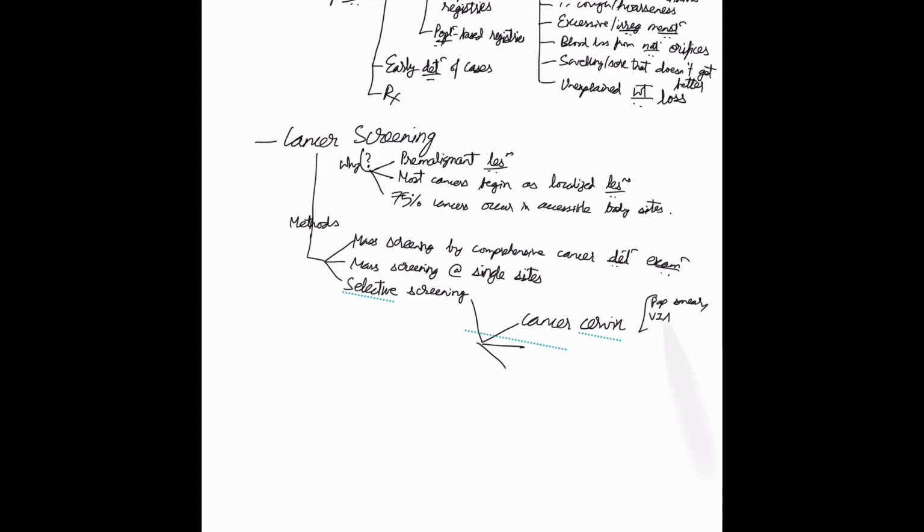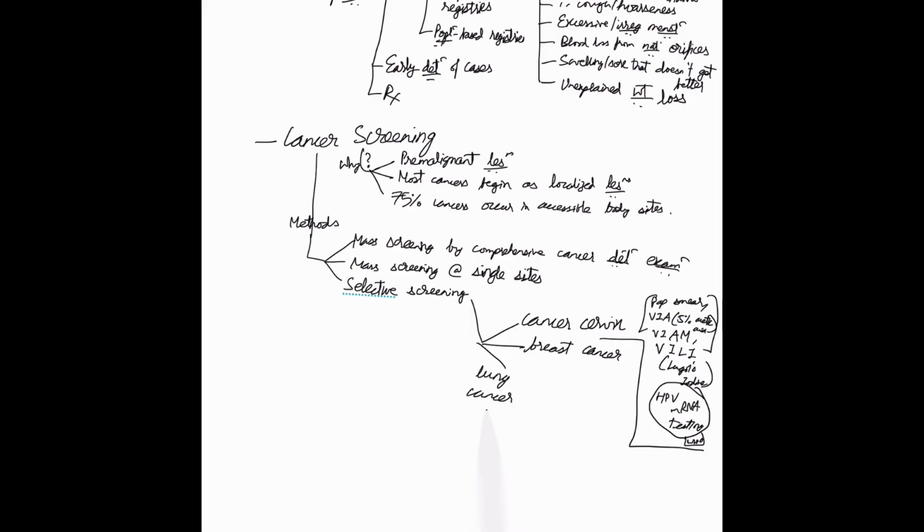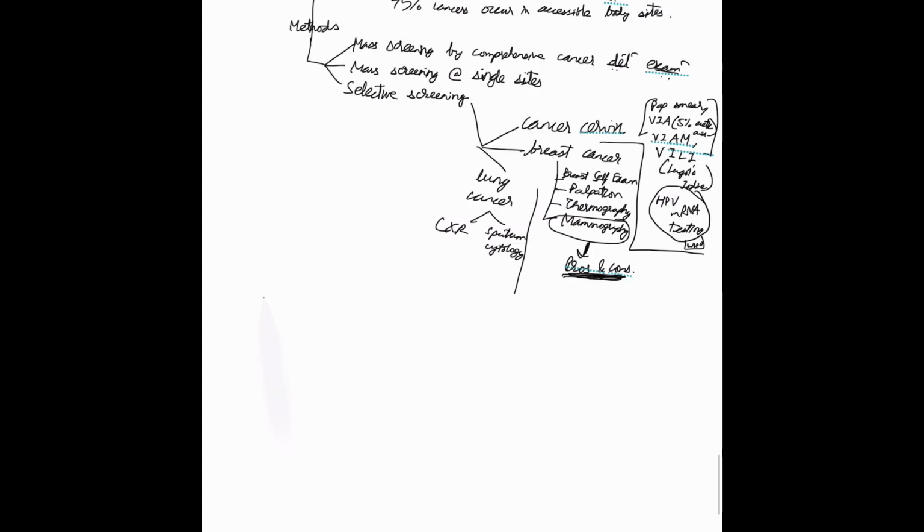For cervical cancer, we have Pap smear, visualization using acetic acid, that's 5% acetic acid, VIA, VIAM, VILI, that's visualization in Lugol's iodine, and HPV RNA testing, which is recommended by WHO. For breast cancer, we have breast self-examination, palpation, thermography, and mammography. There's a bit of detail explained about mammography, the pros and cons of mammography, and there's a small comparison between mammography and thermography. For lung cancer, we have chest x-ray and sputum cytology.